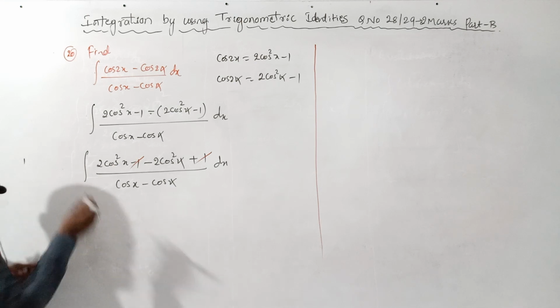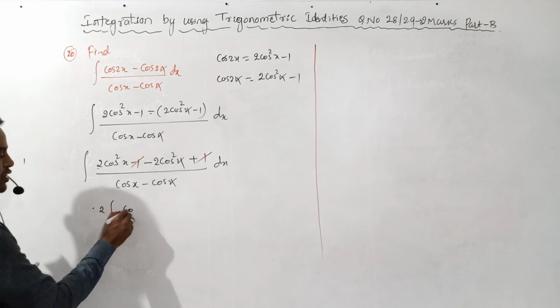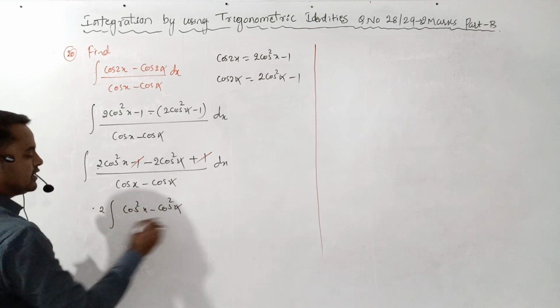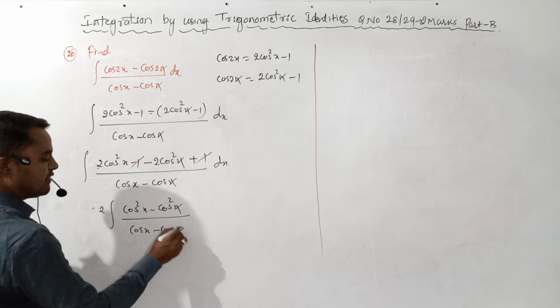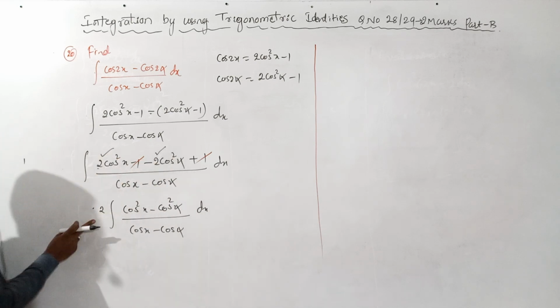Now what is common here? 2 is common. Take 2 common. Integration of (cos square x minus cos square alpha) divided by (cos x minus cos alpha) dx. Here this 2 I am writing outside.